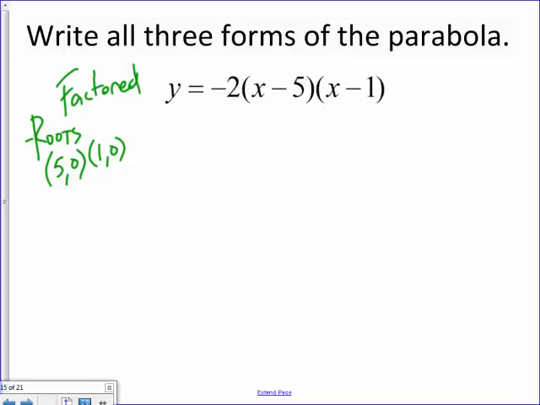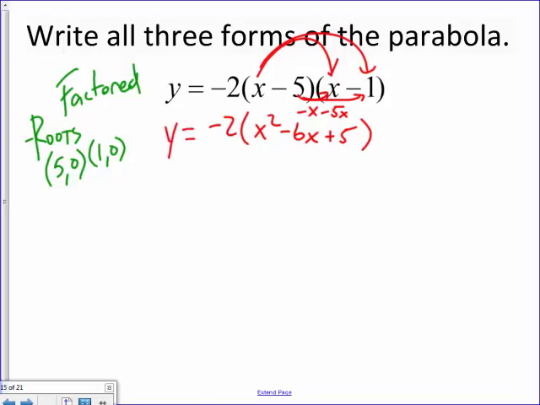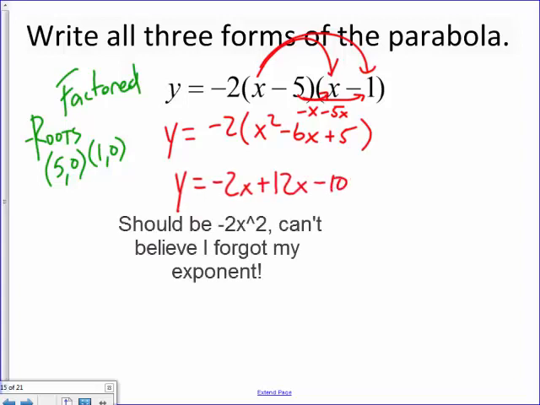All right, so for general form, we just expand it out. So it doesn't matter where you start. I'm going to do my FOIL first. So I'm going to go x squared. And then I got a negative 1x. And then a negative 5x, which combined to a negative 6x. And then negative 5 times negative 1 is positive 5. And then I still have to distribute my negative 2. So I'd have y equals negative 2x squared, positive 12x, and minus 10. So there is my general form.